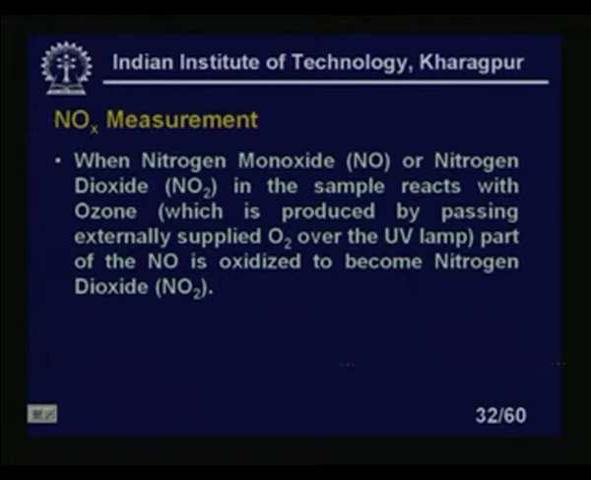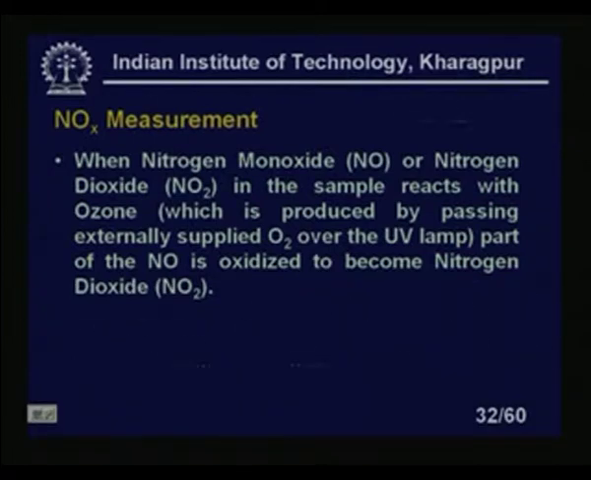Okay, NOx means nitrogen oxide and nitrogen dioxide. These two types of pollution gases we call NOx. NOx analyzer, NOx measurement, NOx gas. Whenever we are talking about NOx, NO subscript x, it means nitrogen oxide and nitrogen dioxide. NO is nitrogen monoxide and nitrogen dioxide is NO2.